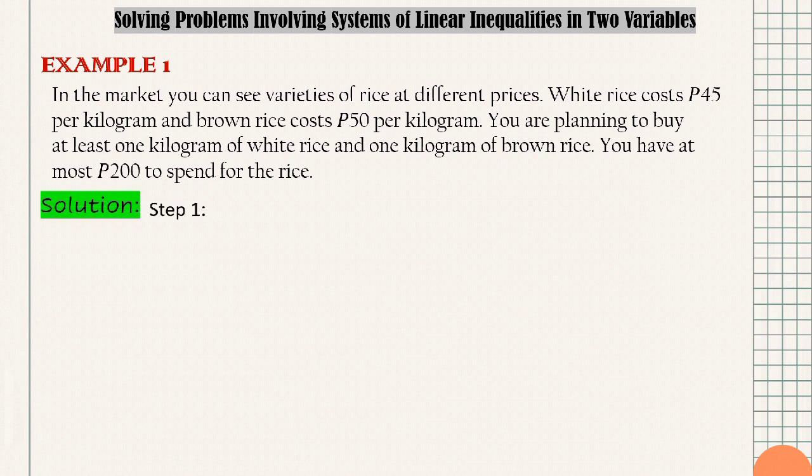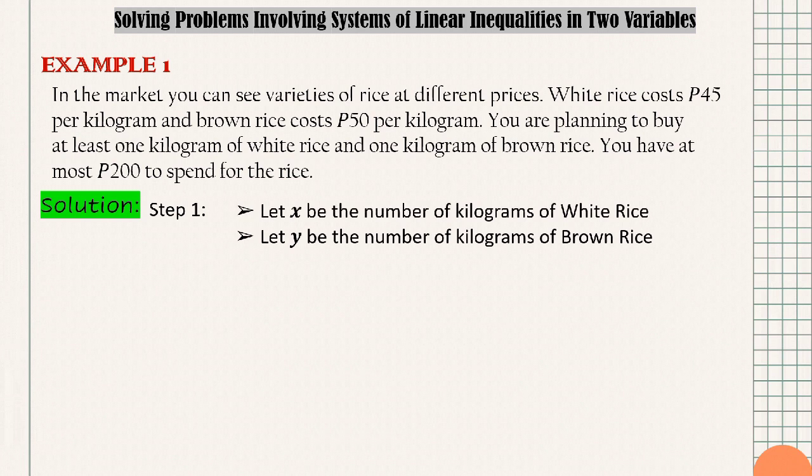So step 1 is to identify the important parts of the problem. In the problem, we have the kilograms of white rice and the kilograms of brown rice. So let x be the number of kilograms of white rice and let y be the number of kilograms of brown rice. The next step is to write the system of linear inequalities in two variables described in the problem.